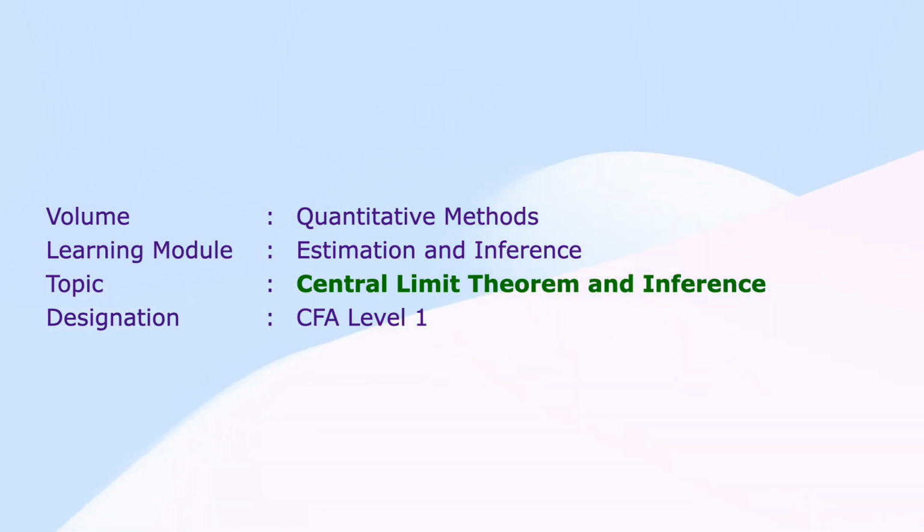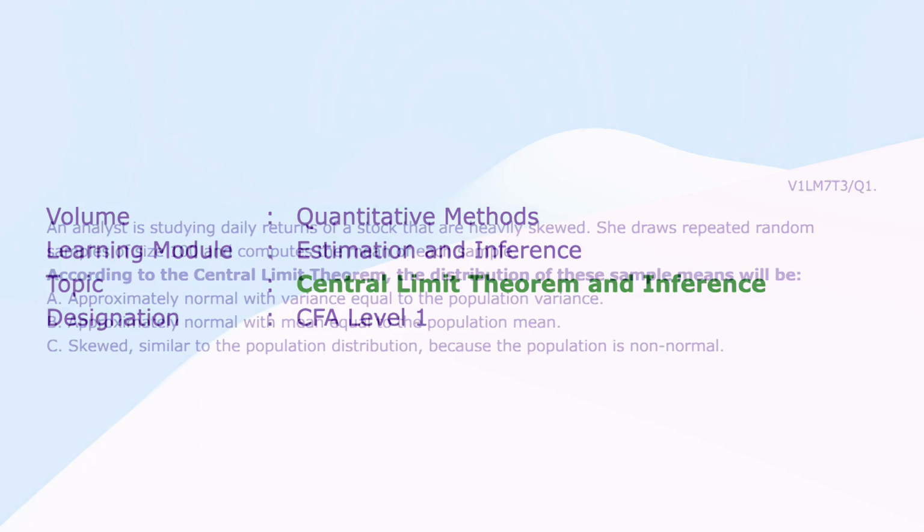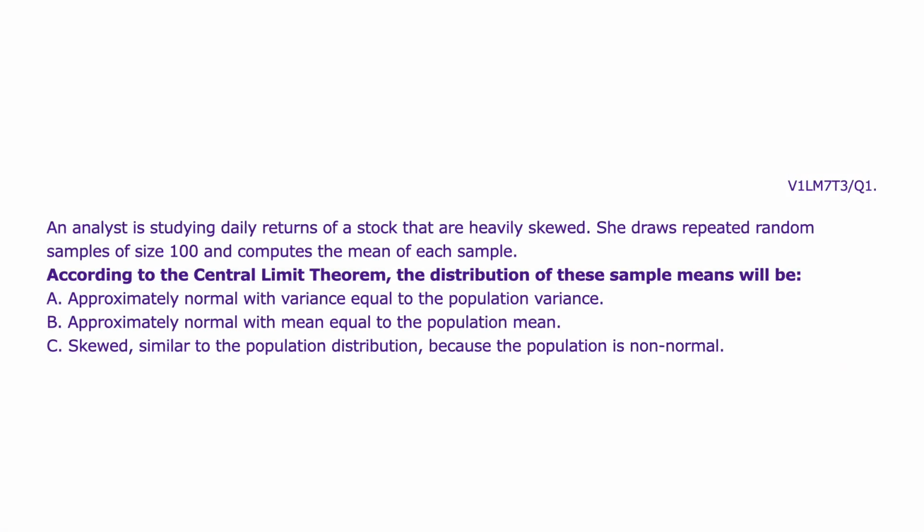Topic: Central Limit Theorem and Inference. An analyst is studying daily returns of a stock that are heavily skewed. She draws repeated random samples of size 100 and computes the mean of each sample. According to the Central Limit Theorem, the distribution of these sample means will be: A. approximately normal with variance equal to the population variance. B. Approximately normal with mean equal to the population mean. C. Skewed, similar to the population distribution, because the population is non-normal.